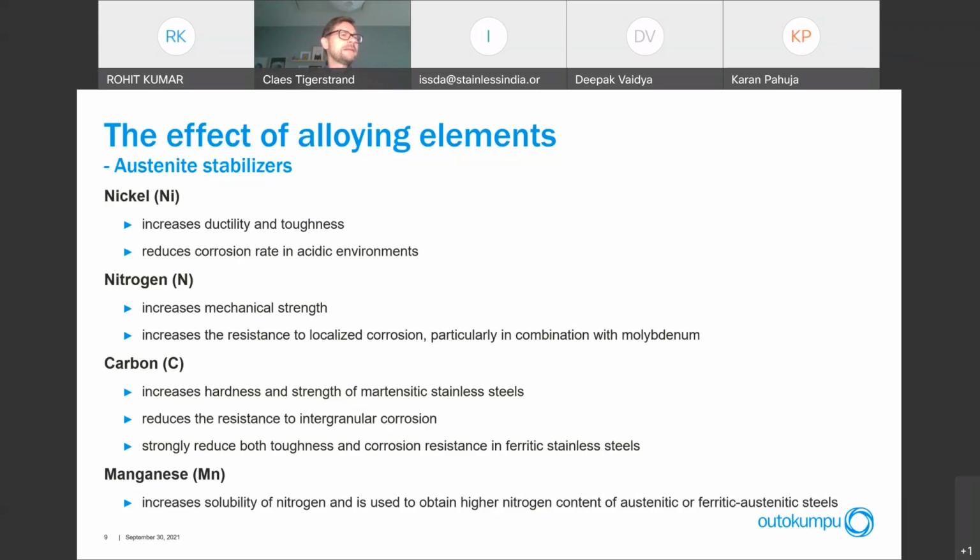Then the manganese finally increases the solubility of nitrogen and is used to obtain higher nitrogen content of austenitic or ferritic austenitic steel. And sometimes, as we'll see in the lean duplex steel, nickel, which is an expensive alloying element, is replaced by manganese.